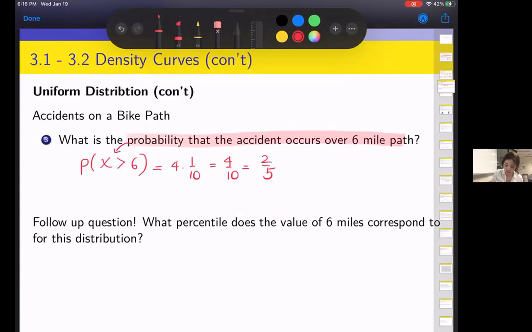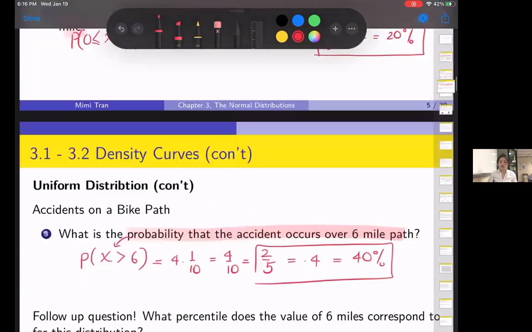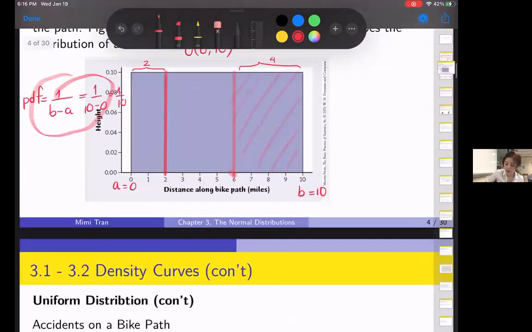So X here could be what? It could be 6.1, 6.2, right? It could be any number between 6 and 10. That's what they call X being a random variable. It's random, it could be any of those values between 6 and 10. Okay, so 2 divided by 5 is 0.4. Thank you, Sean. Roughly 40%. So this area right here is 40%.